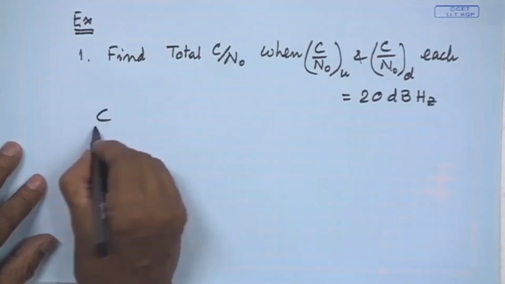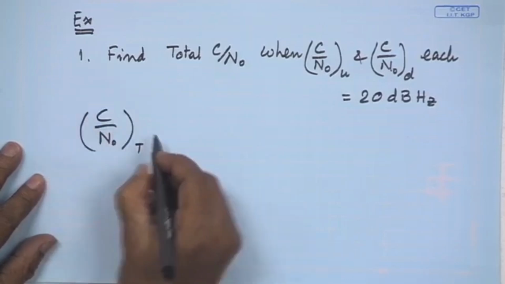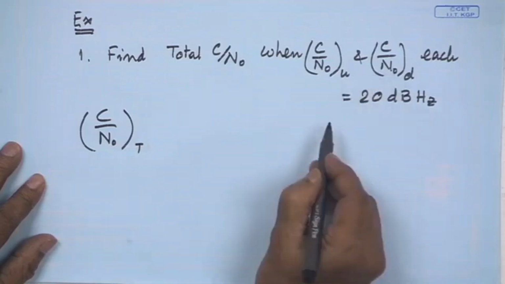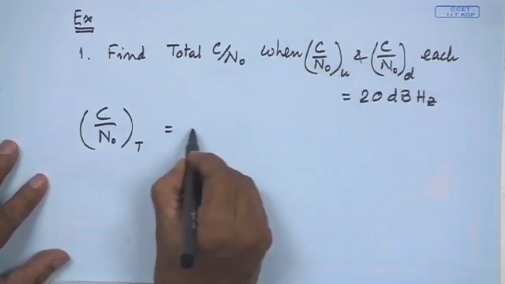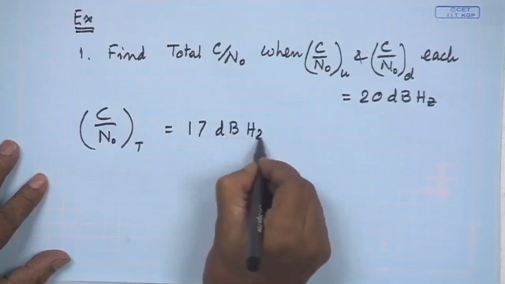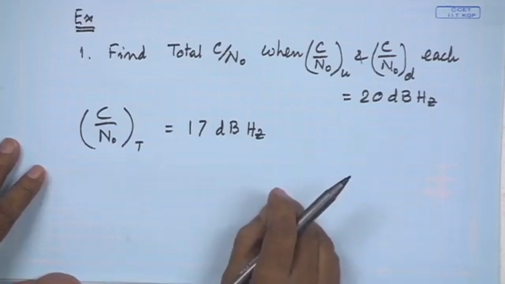Then what is the C by N 0 total? That you can calculate. Actually, you should calculate in ratio, but as it is, we have seen it will be half of that, and half of that is 3 dB. So, it will become 17 dB hertz. When they are both same, it will be 3 dB down. So, 17 dB hertz.